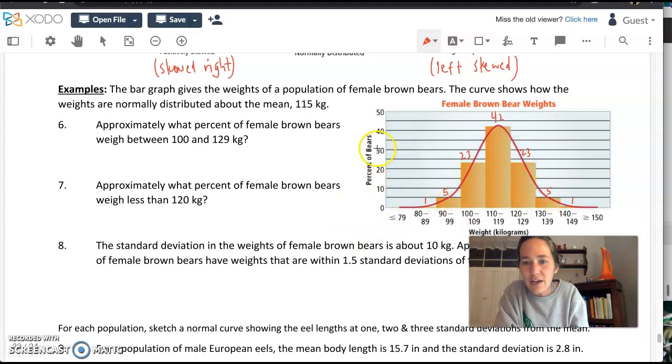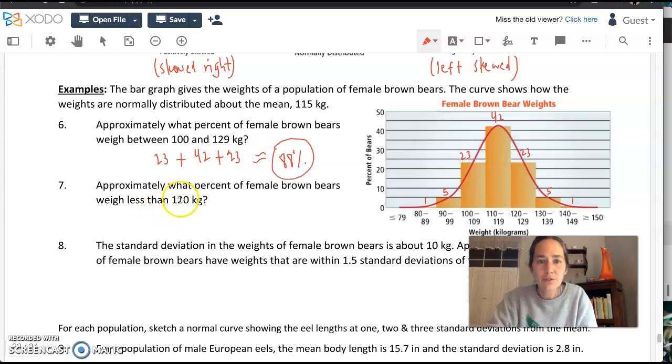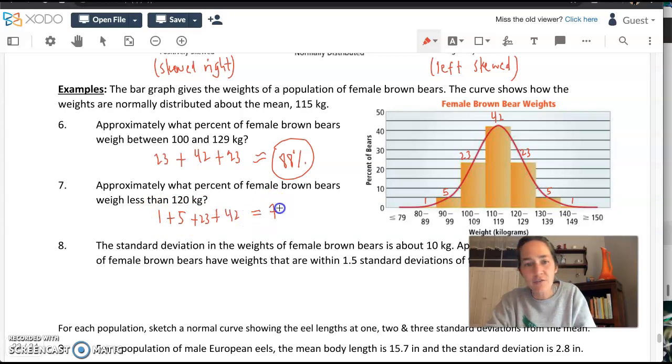So the data is real life, but it's approximately normally distributed. What percent of brown bears weigh between 100 and 129? Well, now that I have these totals, I can just add those 3 values. 23 plus 42 plus 23. It's going to give me an approximation of 88%. Number 7, approximately what percent weigh less than 120? I can add up all these. 1 plus 5 plus 23, I think, plus 42 gets me all the way to a percentage of 71, like that.